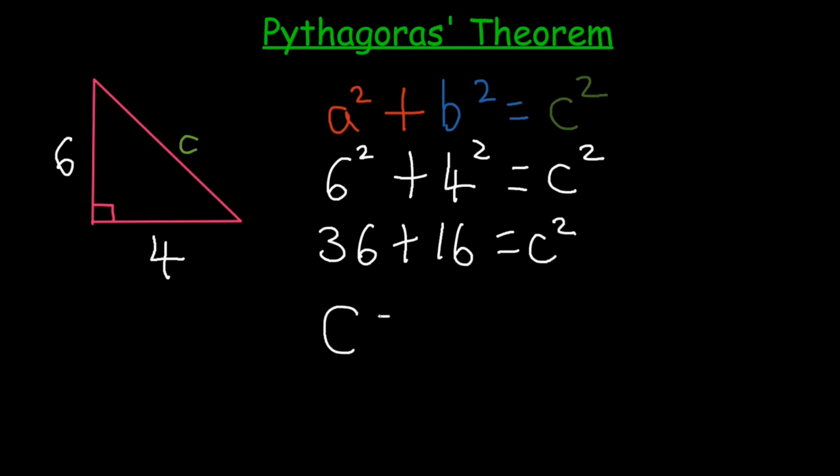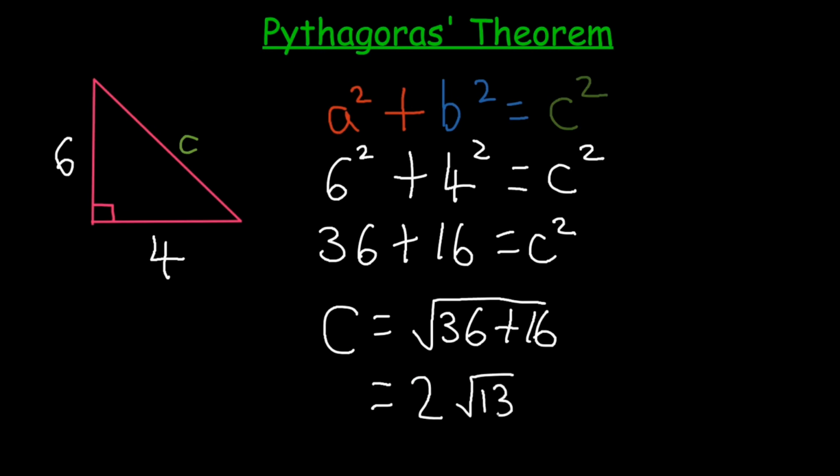So doing these calculations, 36 plus 16 is equal to C squared. So C is equal to the square root of 36 plus 16, which is equal to precisely 2 root 13, which is equal to 7.2 to 1 decimal place.